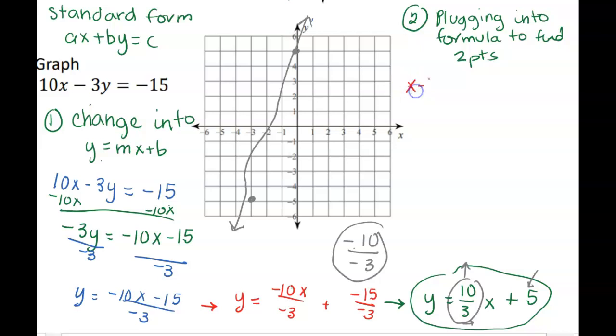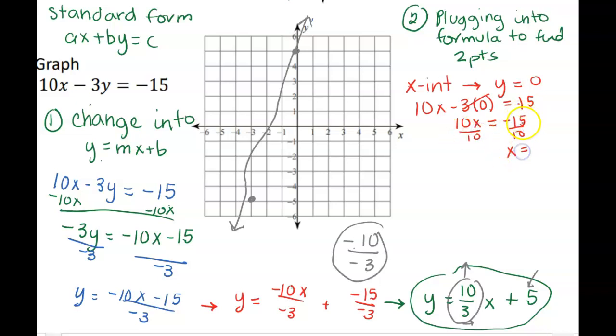Okay. So to find the x-intercept, okay, all we have to do is make our y value equal to 0. Okay, so it'd have 10x minus 3 times 0 equals -15. Well, that just goes away, so we get 10x equals -15. Divide both sides by 10. You get x is -15 over 10 is -3 over 2. Okay, so that tells me that when my y is 0, my x is -3/2, so (-3/2, 0) is a point on the graph. Okay, so that'd be right around here.